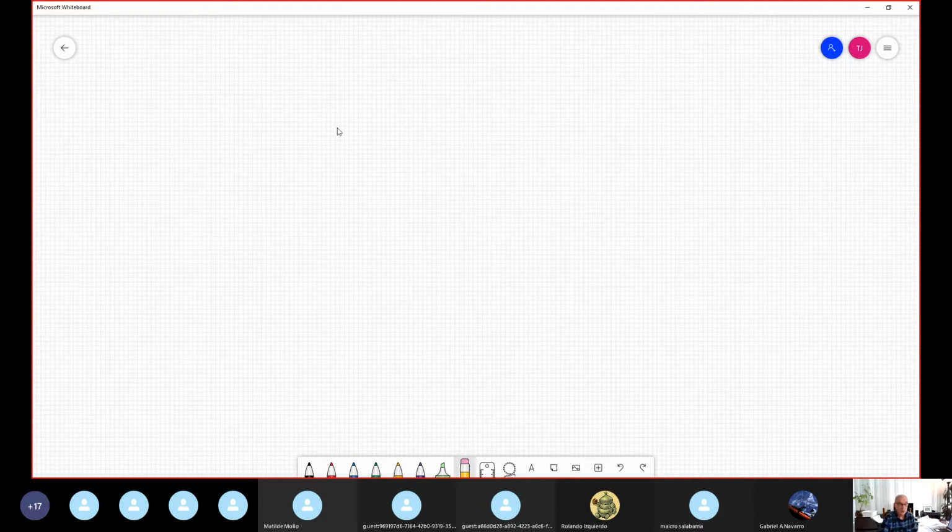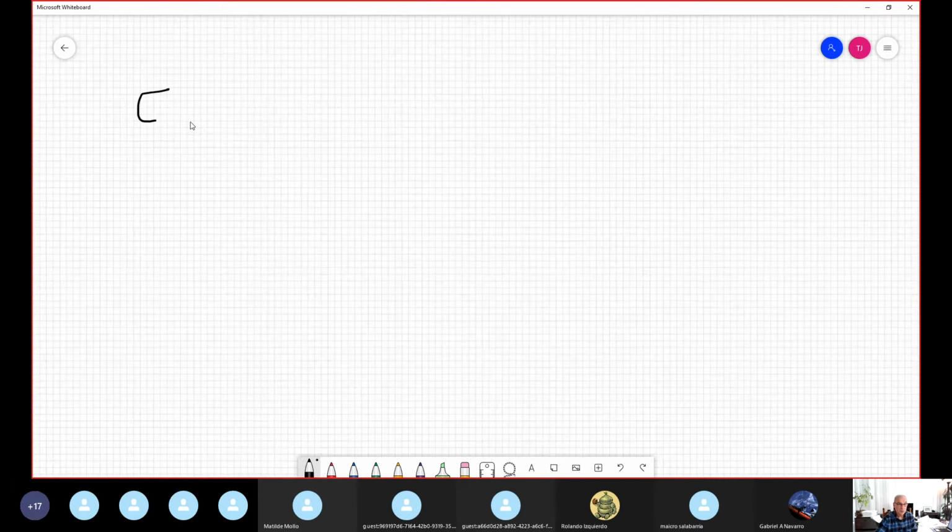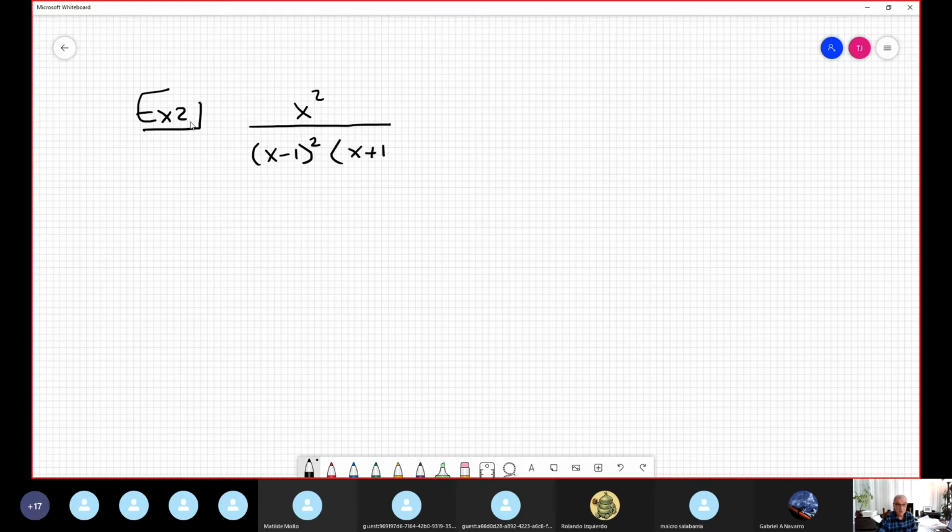Okay. Let's move on to example 2, official example 2. Example 2 is different. It's x squared divided by x minus 1 squared times x plus 1. Okay, somebody do me a favor and factorize the polynomial in the bottom. I appreciate so much that help.